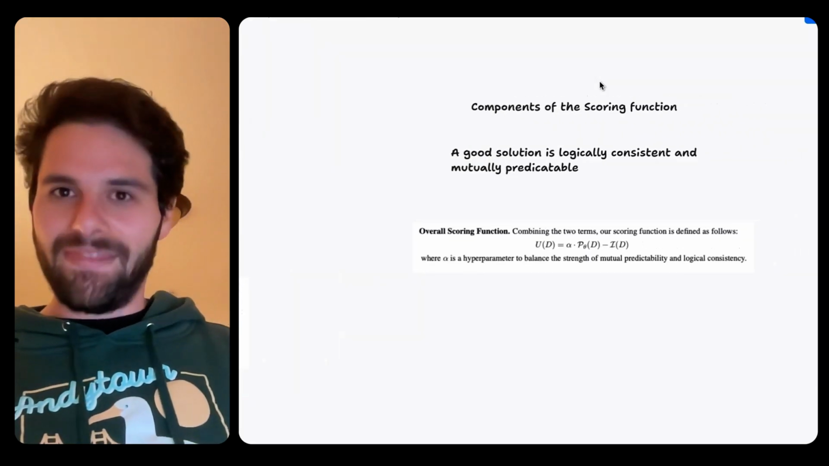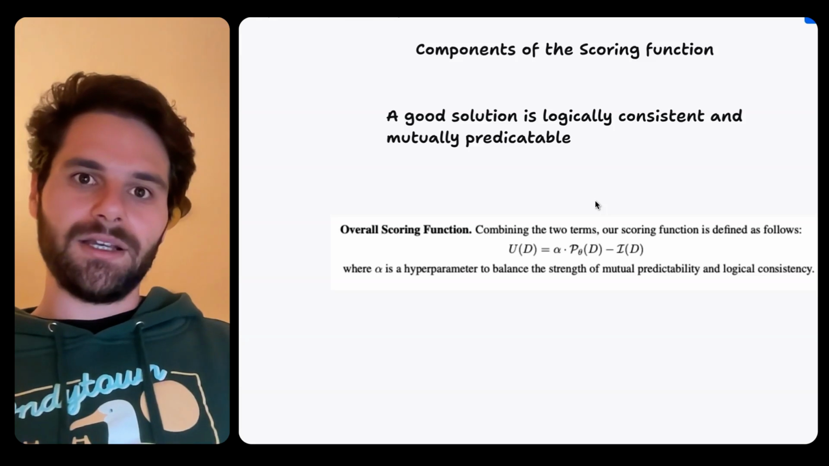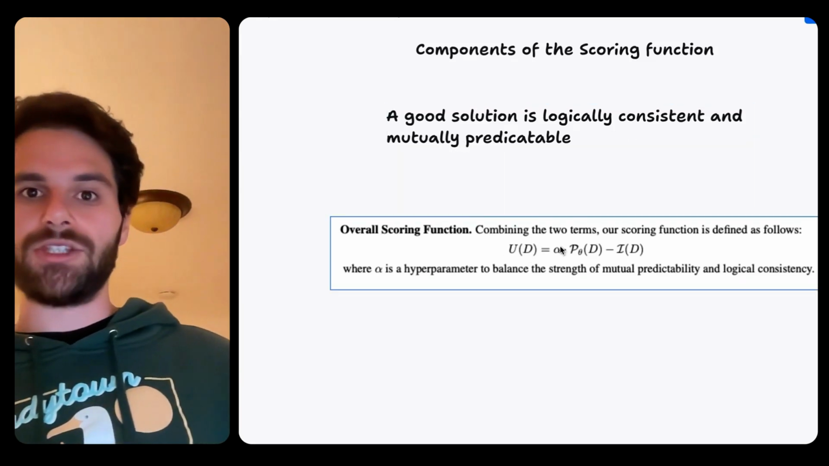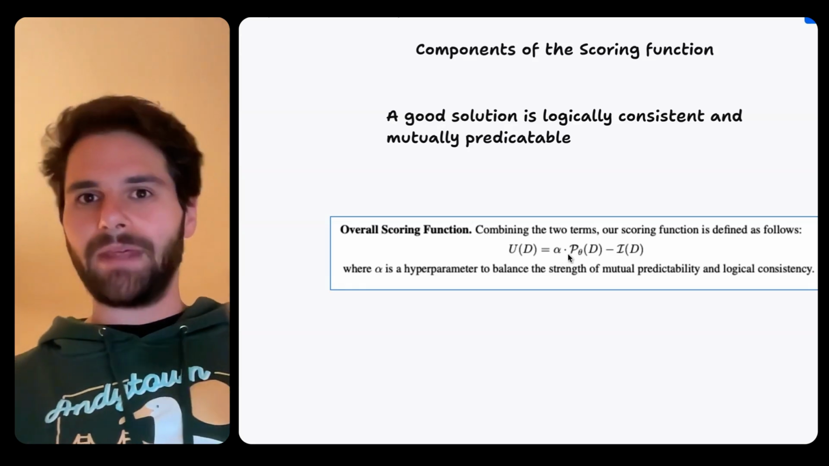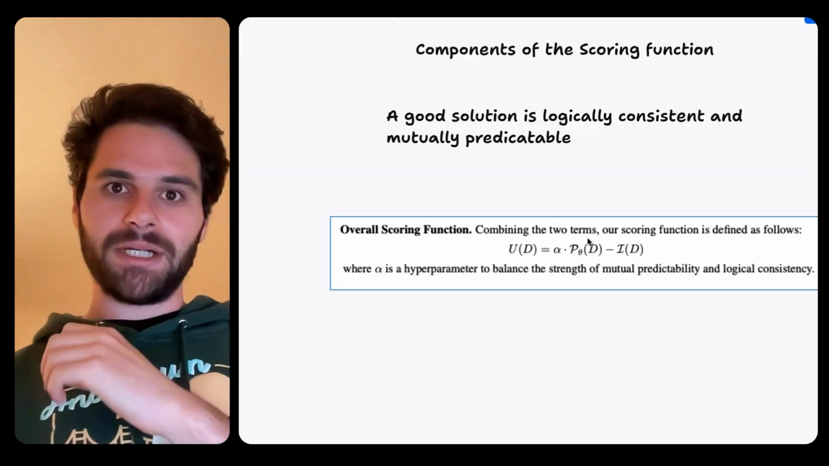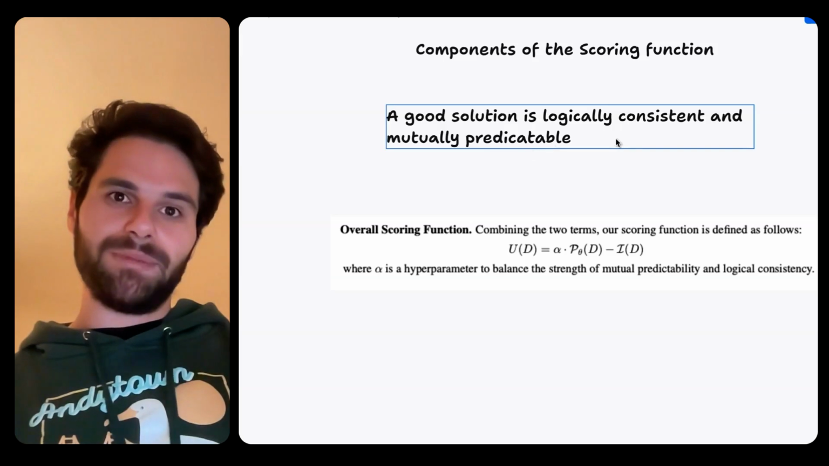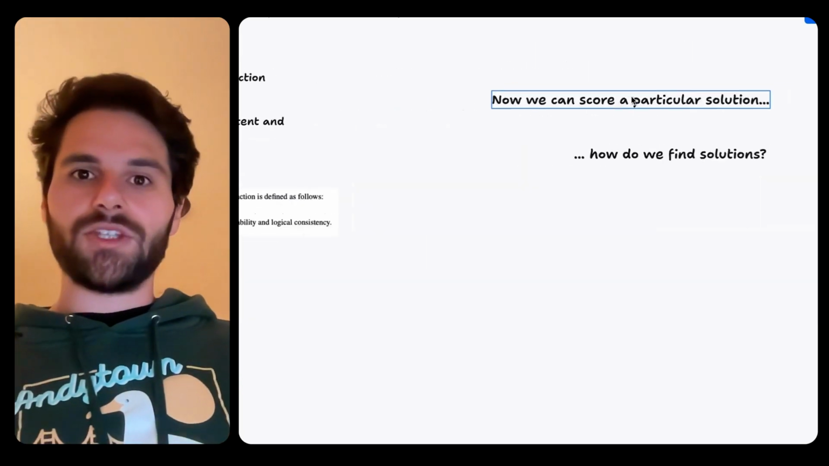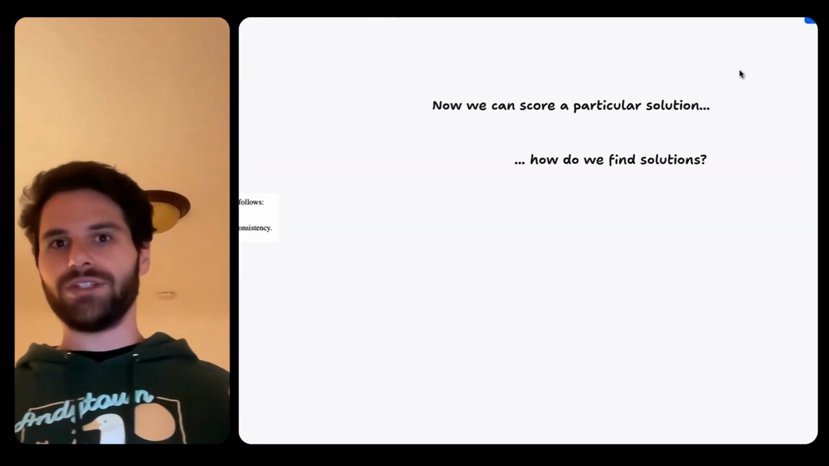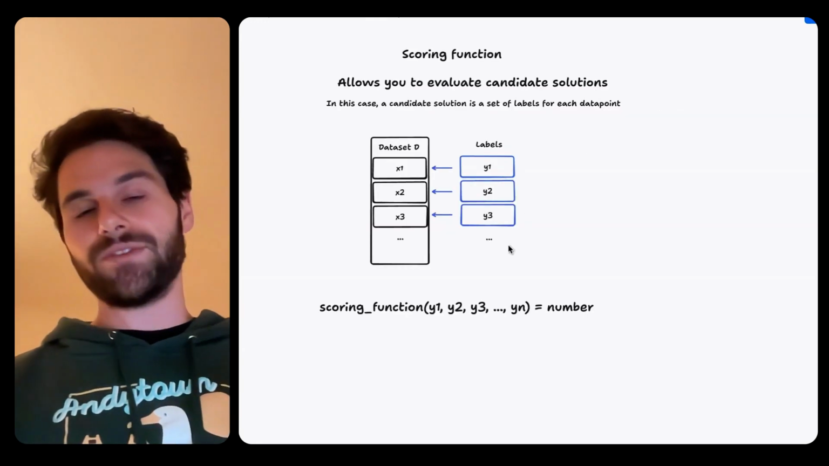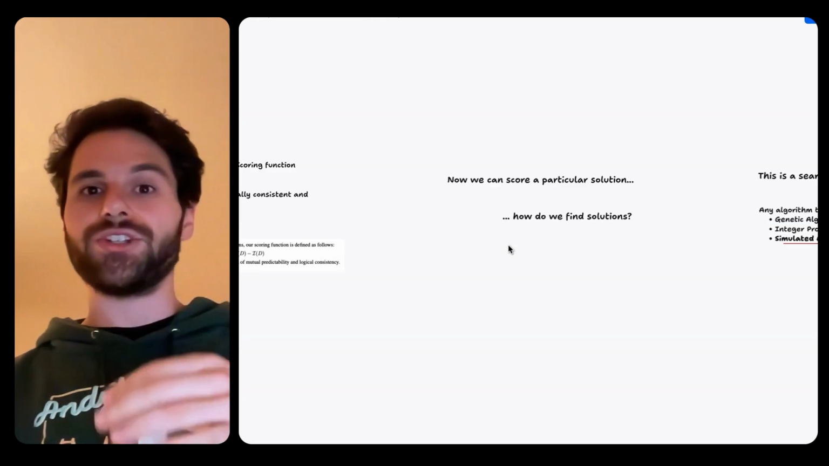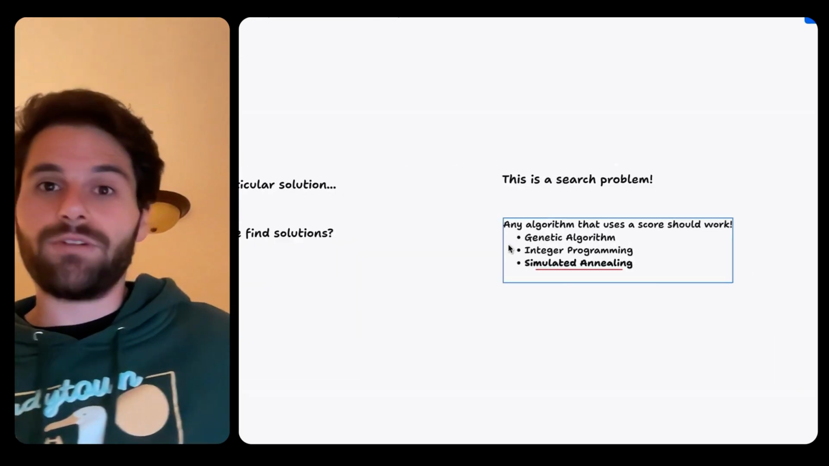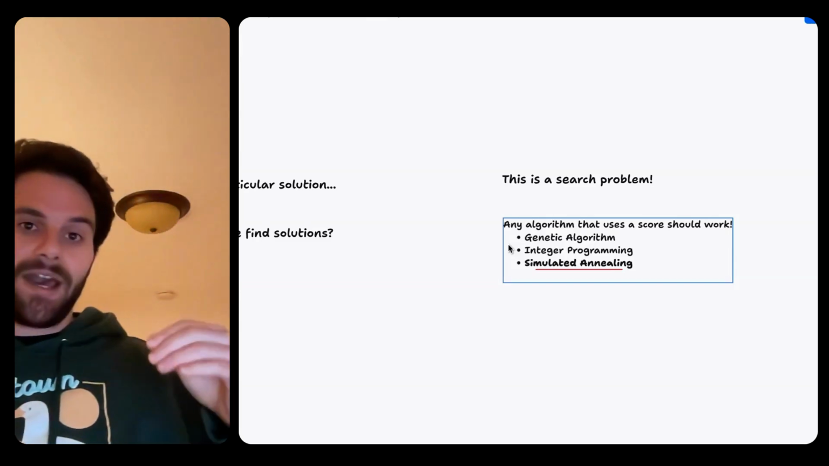And then you put these together, and that's the score. So you can see right here, a good solution is both logically consistent and mutually predictable. The full score has some multiplier, just to weight which one's more important than the other, but you basically just add them up: the mutual predictability minus anything inconsistent, and that's the score. So now, given a particular solution, which again is a set of labels for everything in the data set, we can actually score that solution. But how do we find solutions? Well, now that we have a score function, it's a search problem. We have different solutions.